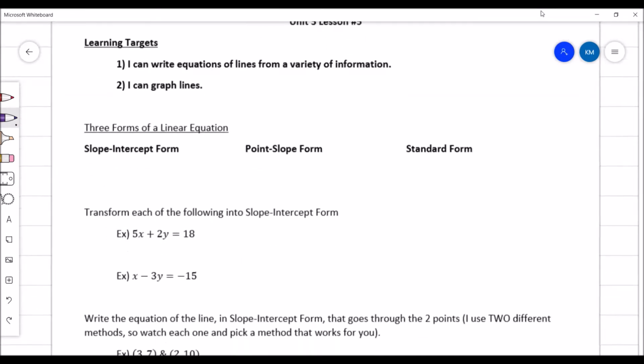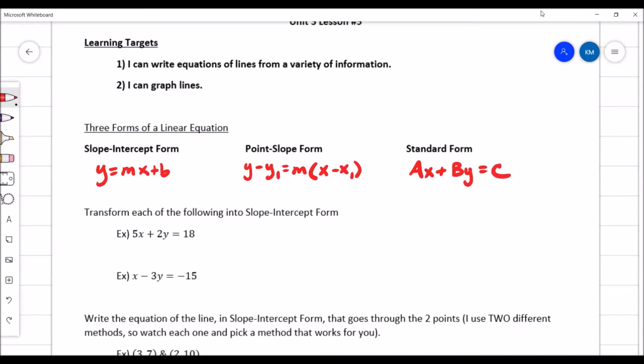So there are three main forms of linear equations. They are slope-intercept form, which is y equals mx plus b. This is our most common form here. Point-slope form, which is y minus y1 equals m times x minus x1. And then standard form, which is ax plus by equals c.